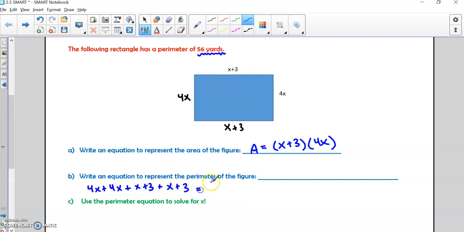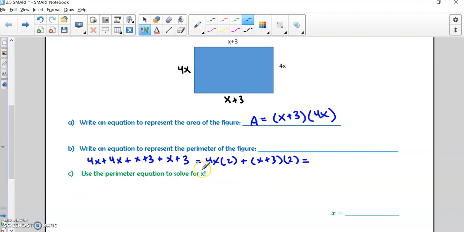Another way to write that would have been to do 4x times 2 plus x plus 3 times 2. Again, that's up to you. You can write things however you prefer. Some people prefer this just because it's more obvious to look at. But let's go ahead and combine our like terms.